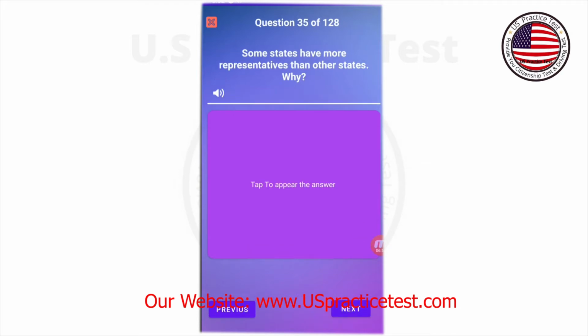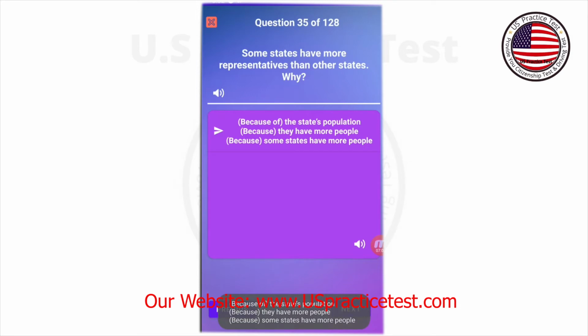Some states have more representatives than other states. Why? Because of the state's population. Because they have more people. Because some states have more people.